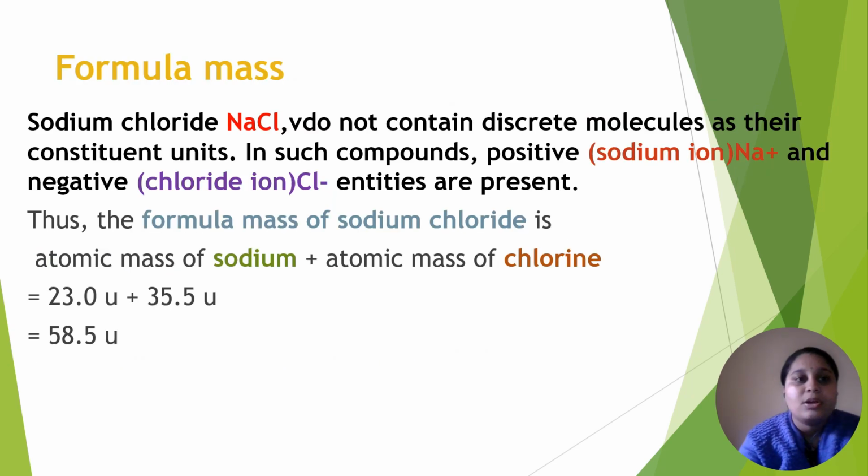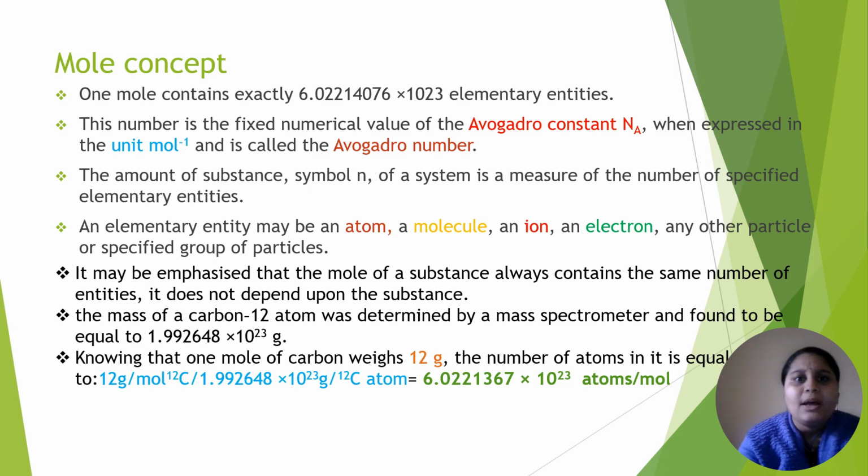So formula mass. Sodium chloride does not contain discrete molecules as its constituent units. In such compounds, they contain ions, positive and negative ions. Positive is the sodium ion, negative is the chloride ion. So the formula mass of sodium chloride is the atomic mass of sodium plus the atomic mass of chlorine, that is 23 plus 35.5, you get 58.5 u.